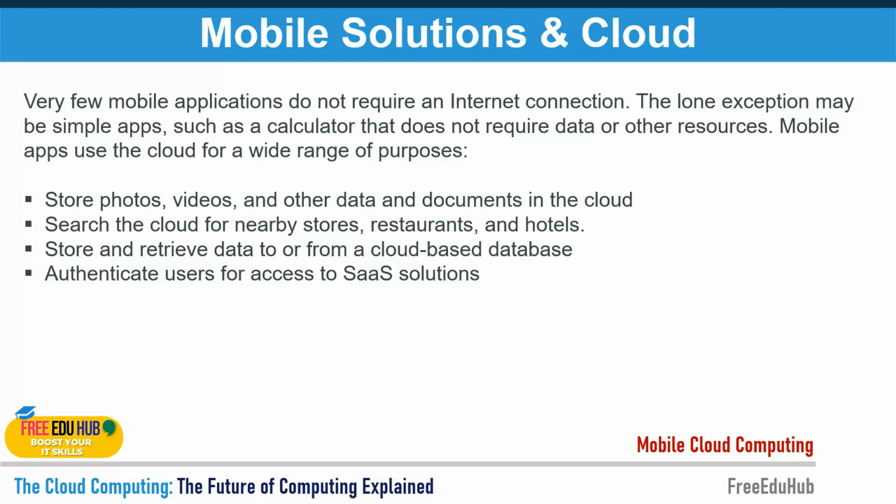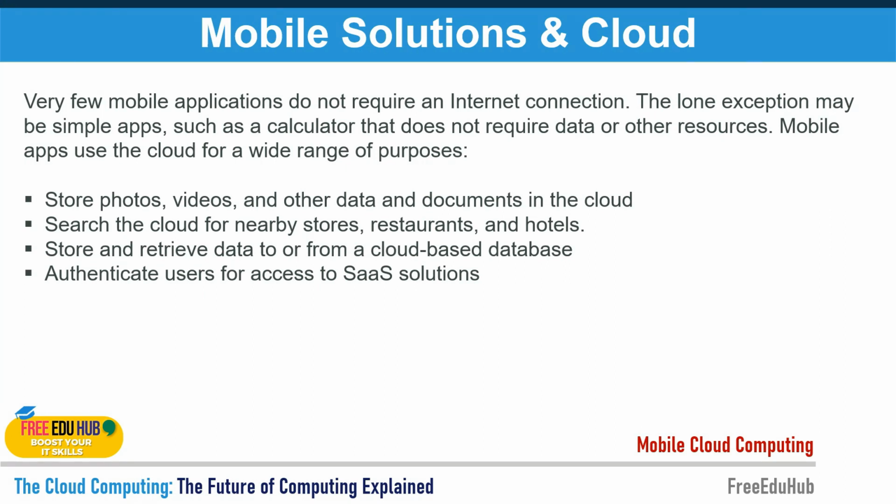It helps us store the photos, videos, and other data documents in the cloud. Of course, you need an internet for that. In order to search the cloud for nearby stores, restaurants, and hotels, again, you need an internet for that, so that you can get the updated details about the opening and closing times of those restaurants and hotels, and if those hotels are fully booked or there are any spaces available.